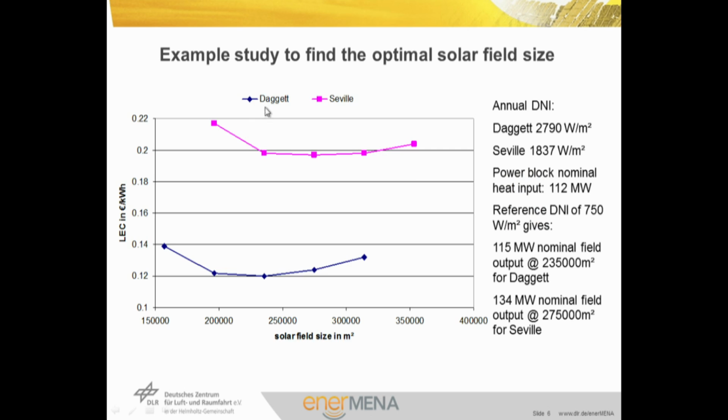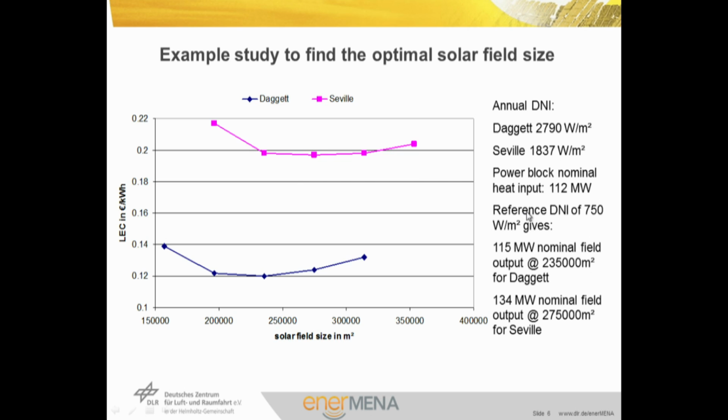Here are two different sites plotted. One is Daggett in blue in California, and the next one is Seville in Spain. The main difference between both sites is the annual DNI. In Daggett, we have 2,790 kilowatt hours per square meter. In Seville, we have 1,837 kilowatt hours per square meter, annual DNI. The nominal power block heat input for both plants was the same.